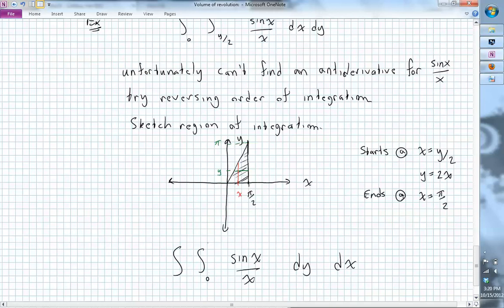So does everybody see that? That's really important. For a fixed x, what's the y value here? It's 0. What's the y value here? 2x. Okay. Over what range of x values do these red slices exist? 0 to pi over 2? The leftmost slice is at 0, the rightmost slice is at pi over 2?